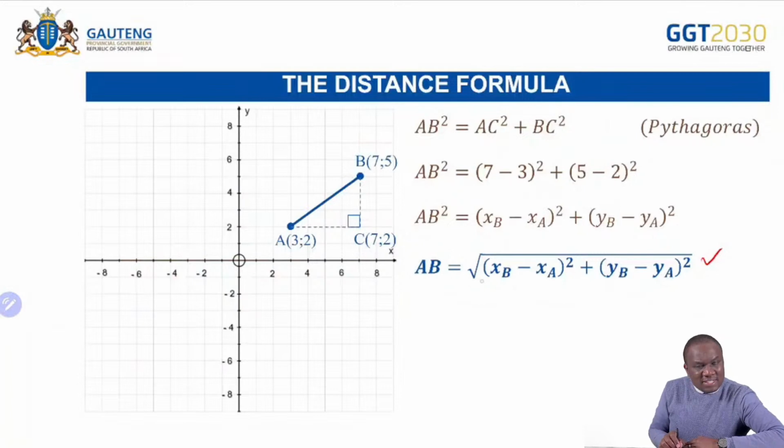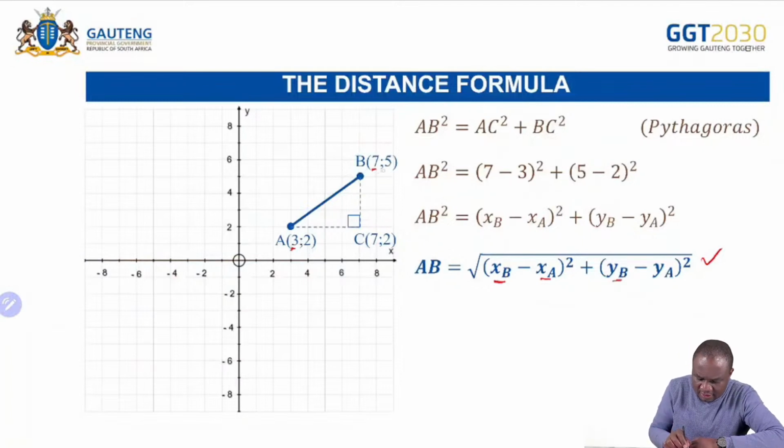Right, so this is the distance formula. XB, what is that? That is the x coordinate of B. Okay? XA, that is the x coordinate of A.